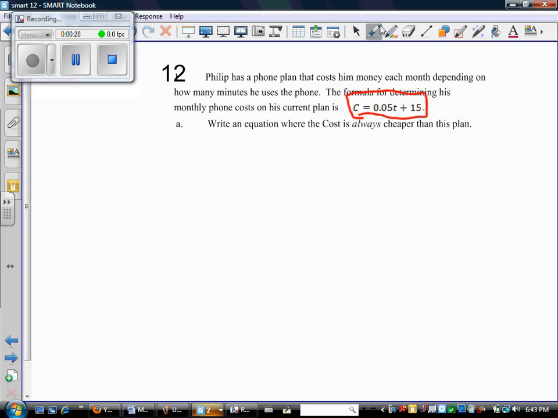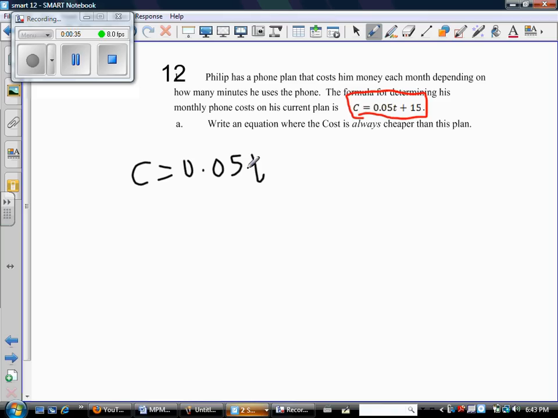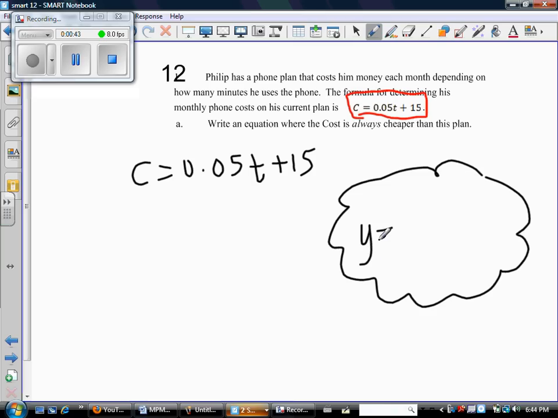But before we look at A, B, and C, let's make sure we really truly understand what this formula is telling us. So we know that C represents the monthly phone bill costs. What I hope your brain tells you when you look at that equation is that it's in the same form as y equals mx plus b. You have a dependent variable here because cost depends on number of minutes. So here's your independent variable, time, in minutes. So that means this must be slope, and this must be the starting value.